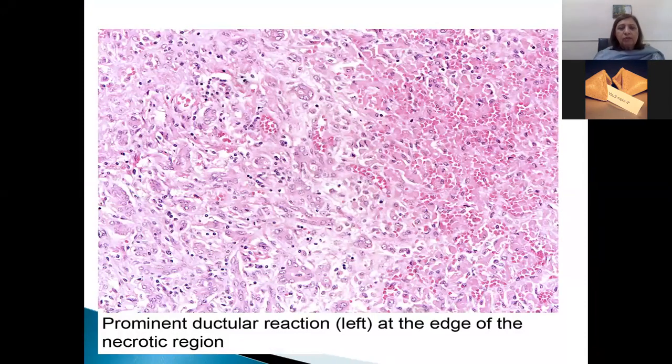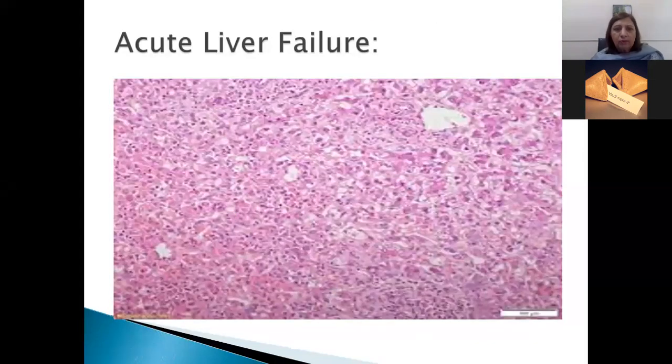This is the bile ductular reaction. You can see small bile channels. These are lined by cuboidal epithelium. So this is a prominent ductular reaction at the edge of the necrotic region. This is all necrotic region and this is all ductular reaction which is present at the edge of the region. It is also acute liver failure. You can see these small bile duct formations which are lined by cuboidal epithelial cells.